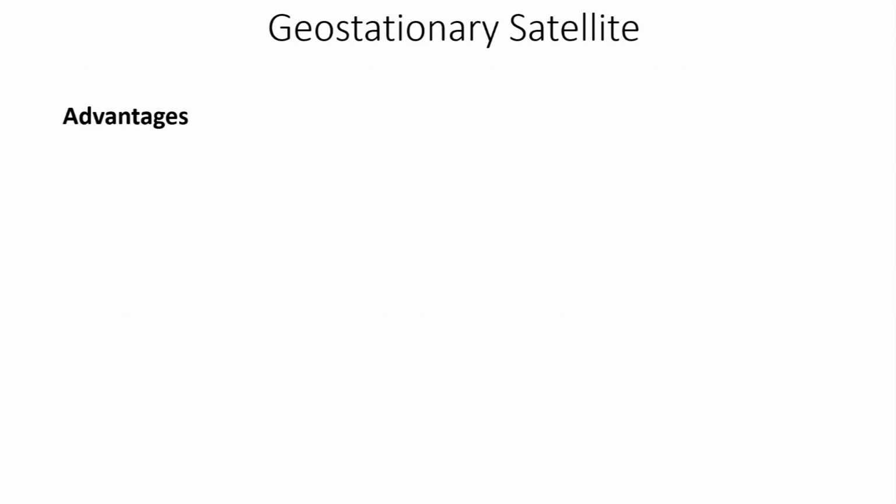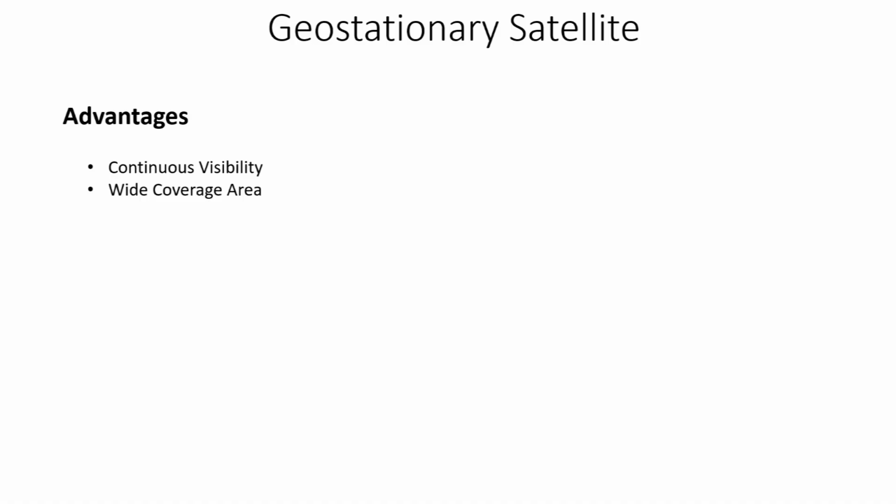Now, let us see what are the advantages of the geostationary satellite. As I said, the satellite is always visible, the visibility is continuous, and since it is at a very high altitude, it can cover a wider area.